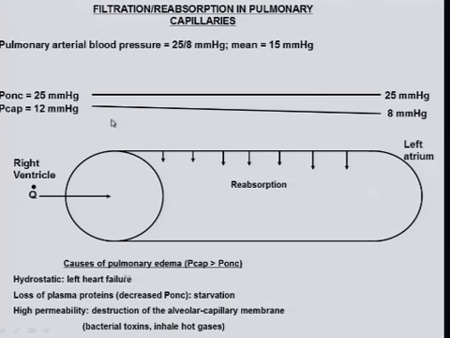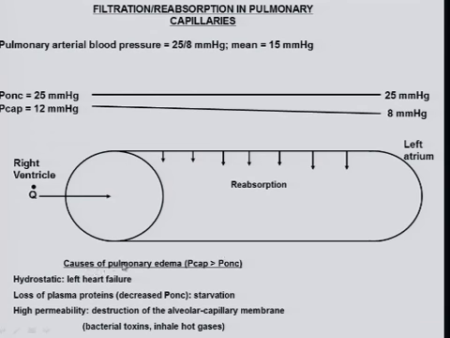So in the lungs, the low pressure system helps to reabsorb fluid into the circulation to keep the lungs dry. Okay? So it's important to understand that. So now as we upset this balance, and we're going to talk about how that balance gets upset, you'll understand.